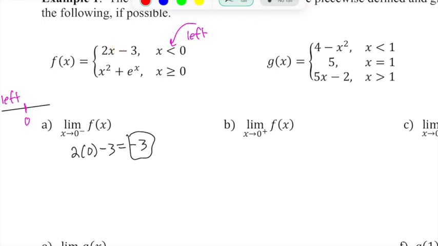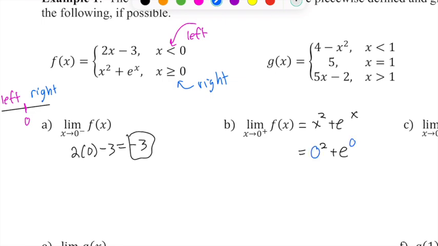Now we do the same thing from the right. If you are going from the right of 0, your x values are bigger than 0, so that's this portion here. Now we plug in 0 here and check if it equals -3. Plugging in 0 gives us 0 plus, and then anything to the 0 power is 1, so this equals 1. Notice our left-hand limit and right-hand limit don't match.